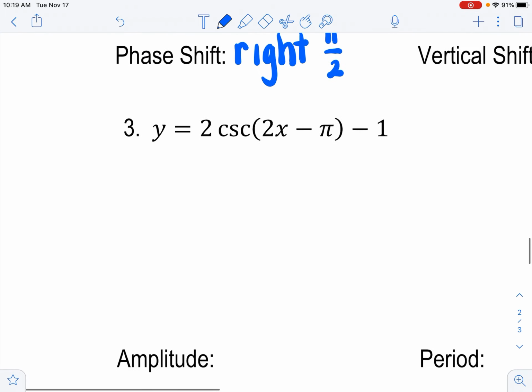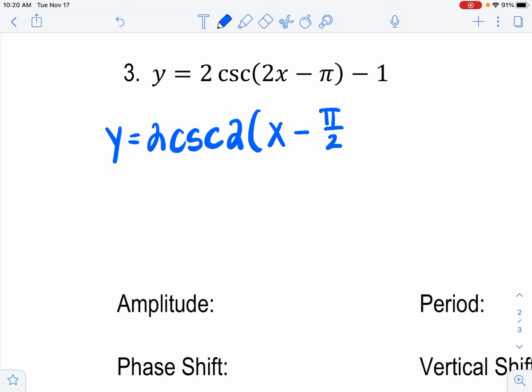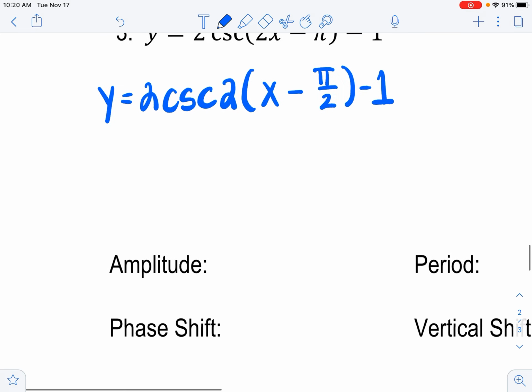All right, next one. What's the b value? The b value is 2, so I have to factor out the 2. So I'm going to do y equals 2 cosecant of, and now I'm going to factor the 2 out. Remember, factoring it out is the same thing as dividing it out. So if I divide 2x by 2, I get x, minus, if I divide pi by 2, I get pi over 2. Remember, factoring out is the same thing as dividing out.